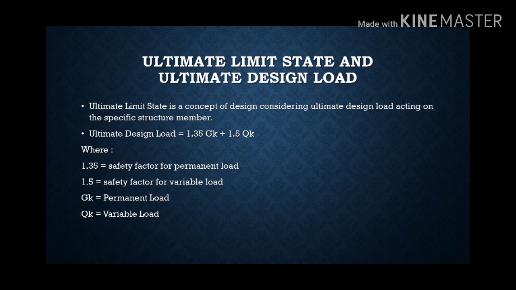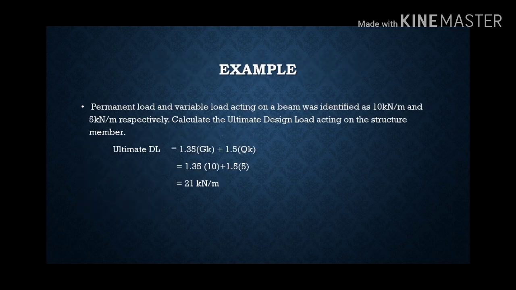1.35 refers to the safety factor for permanent load, while 1.5 refers to the safety factor for variable loads. GK is the symbol for permanent load, and QK is the symbol for variable loads. As mentioned before, there are other types of loads such as wind load, seismic load, snow loads, and so on. But for this syllabus, we are only focusing on permanent and variable loads.